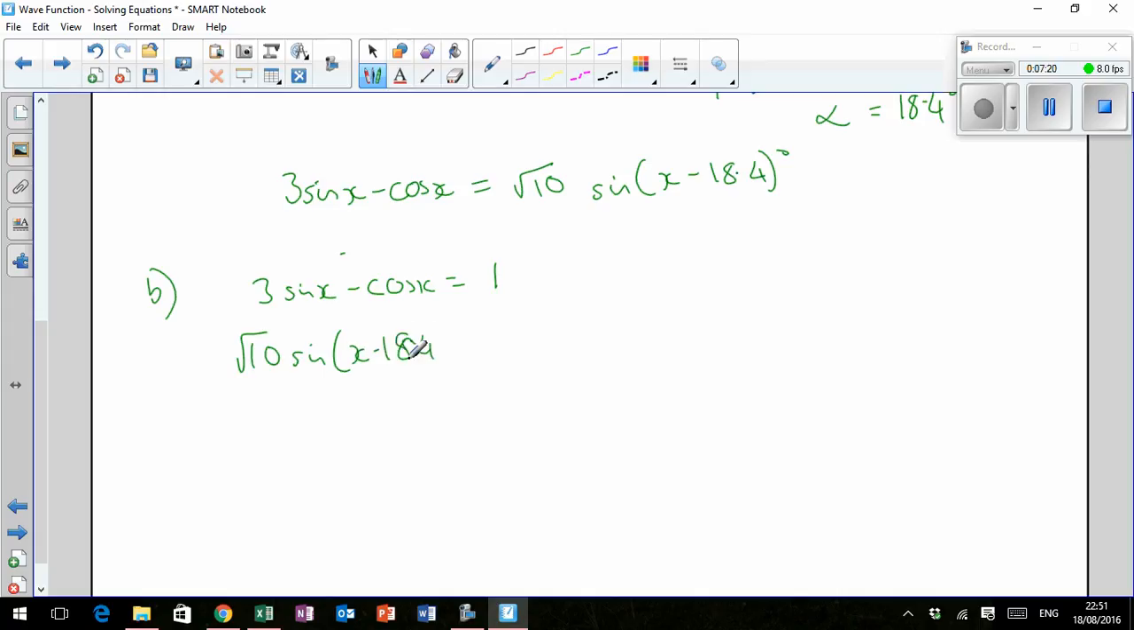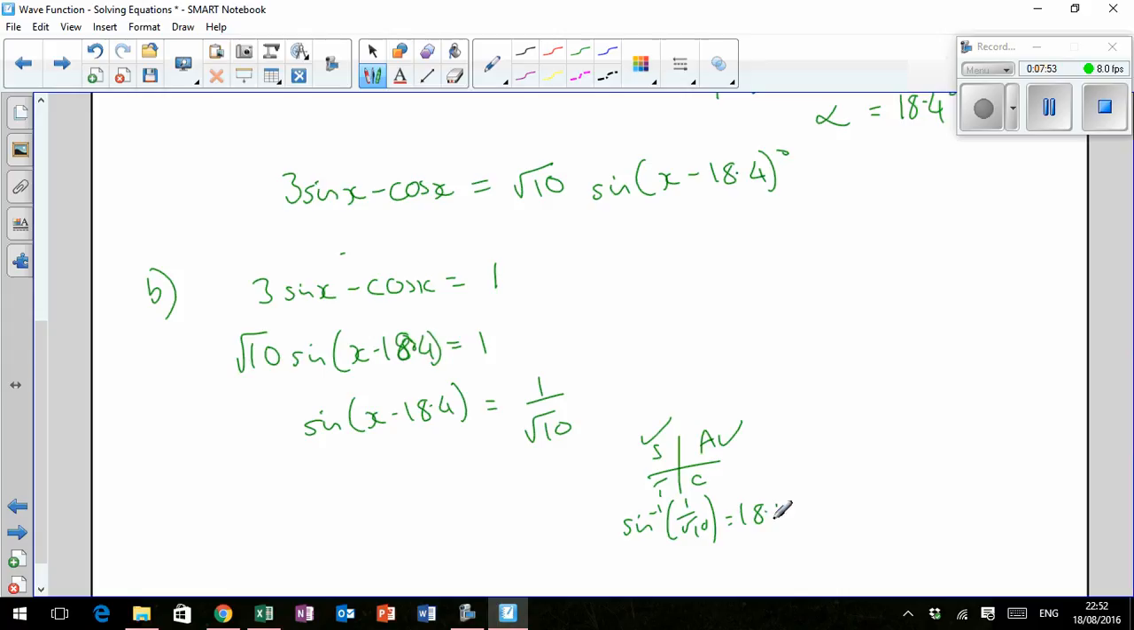equal to 1. To make it a lot easier to solve, we've got a single trig function now, so we just cancel things out to leave the x by itself. 1 over root 10. We're dealing with sine, we're dealing with a positive, which is good, so we're dealing with the A and S quadrants. Inverse sine of 1 over root 10 is 18.4.